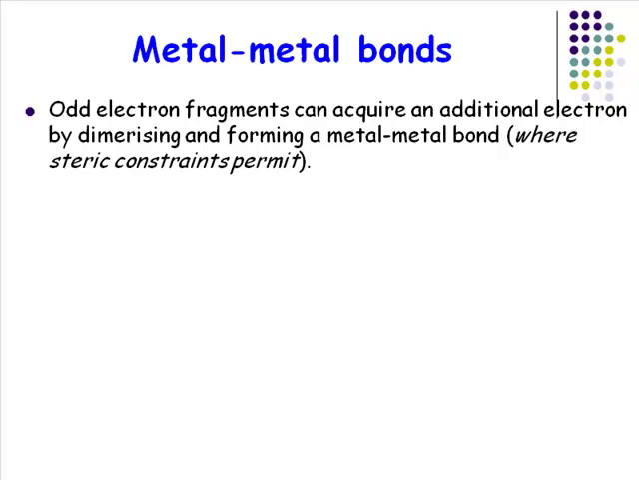You expect them to react together to form a bond, and that's exactly what happens where sterics permit when you're dealing with organometallic compounds. So if you have an odd electron fragment, then it can dimerize to form a metal-metal bond, and in so doing, a metal-metal bond is a 1 electron donor, because essentially the compound is getting an extra electron by sharing it from another metal. So a metal-metal bond is a 1 electron donor in our covalent counting method.